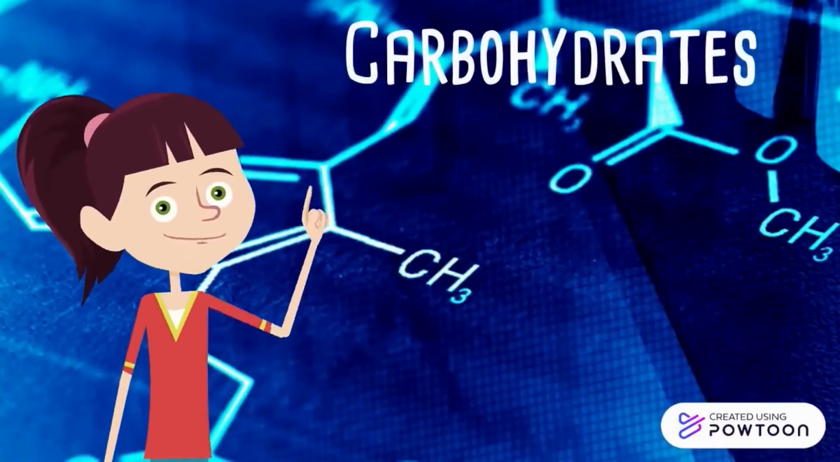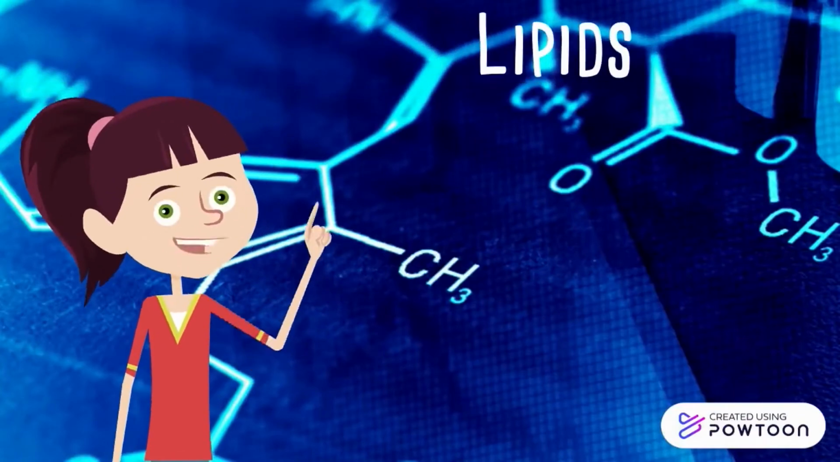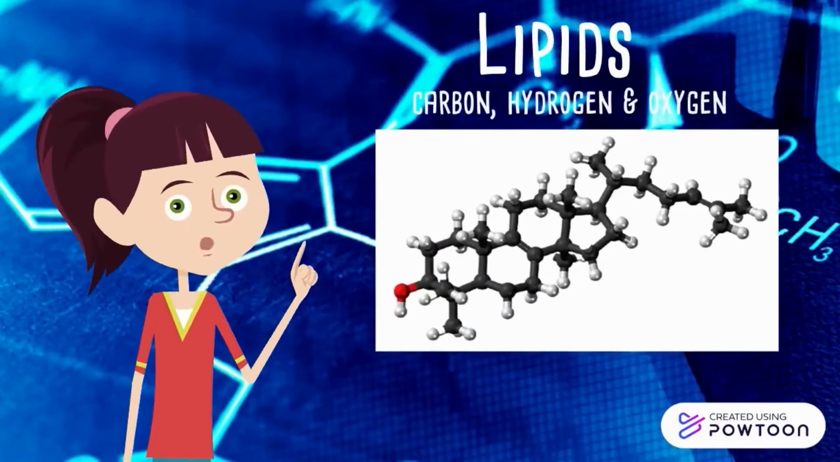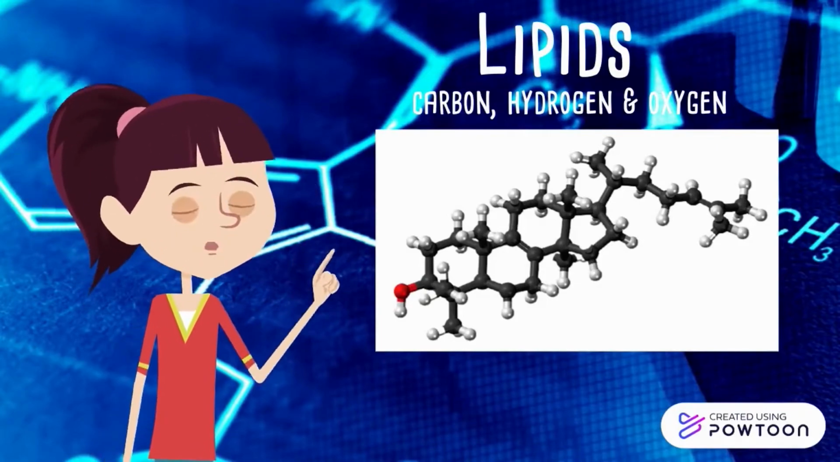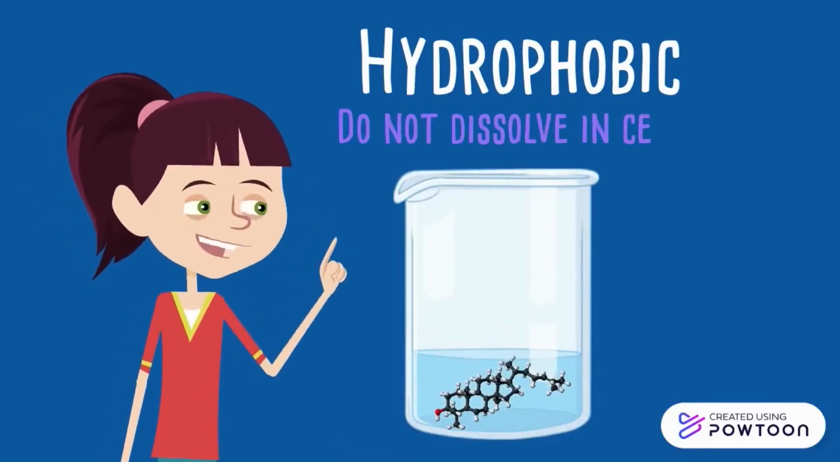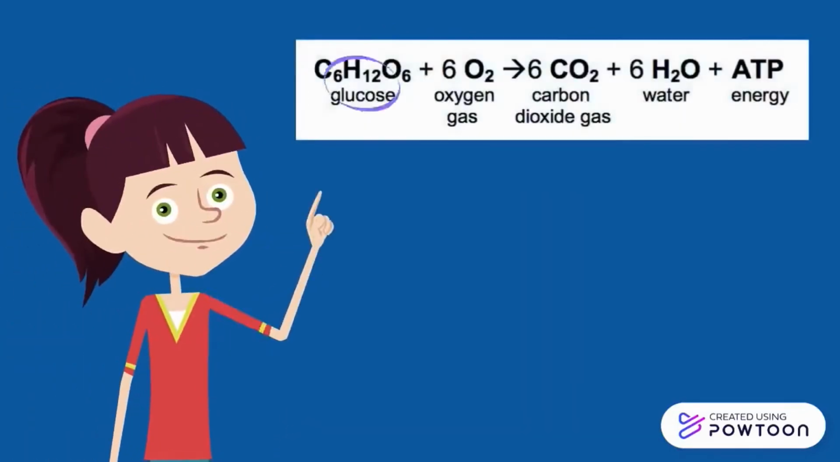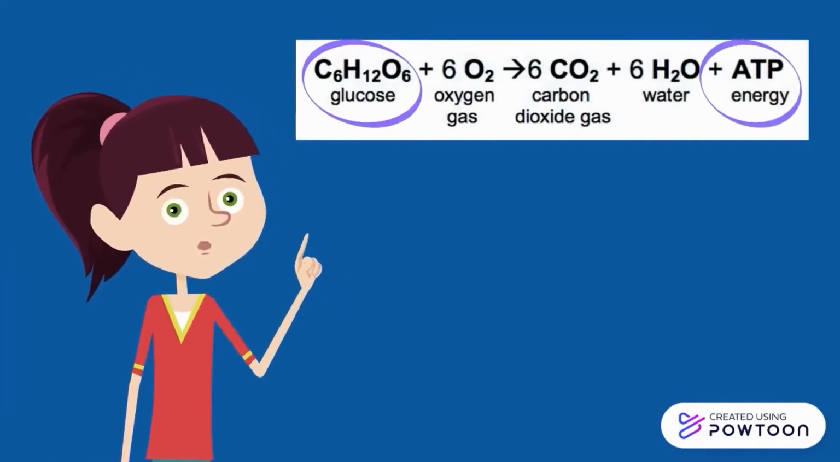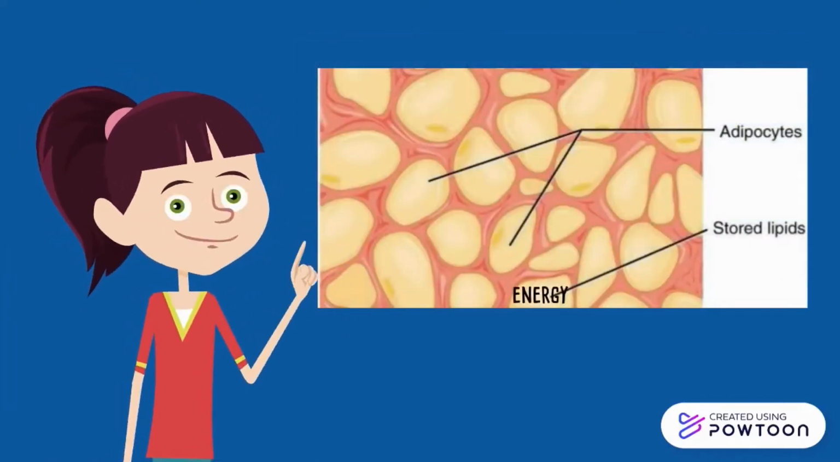So moving on from carbohydrates to lipids, lipids are composed of carbon, hydrogen, and oxygen, similarly to carbohydrates. But lipids have fewer oxygen atoms and a significantly greater proportion of carbon to hydrogen bonds. Lipids are hydrophobic and do not dissolve in water. Therefore, they do not dissolve in the aqueous environment of the cell. While carbohydrates provide us with direct energy, lipids store energy in hydrocarbon chains.